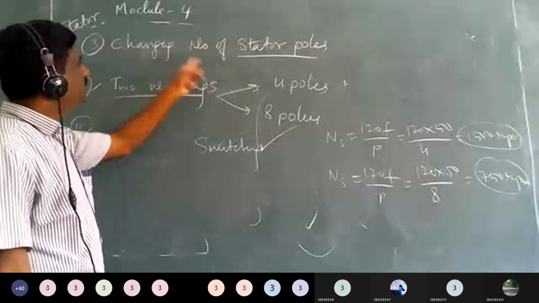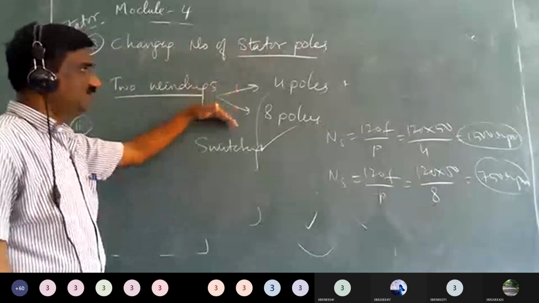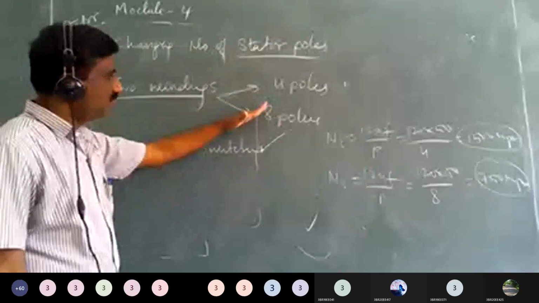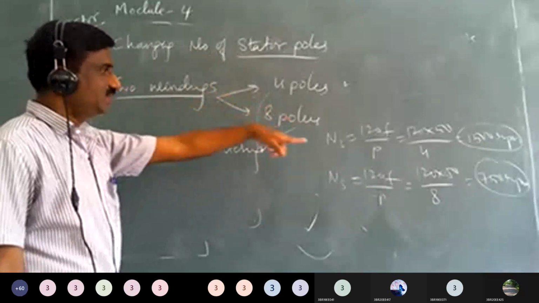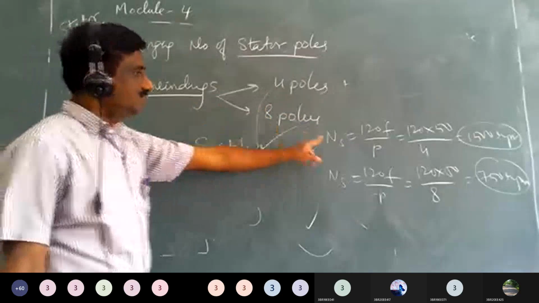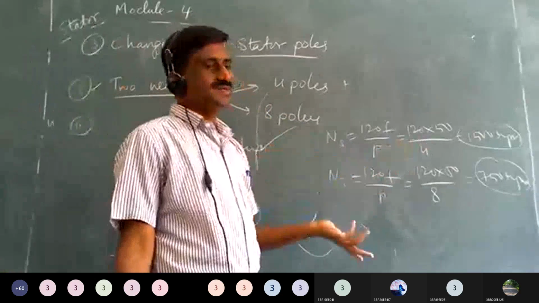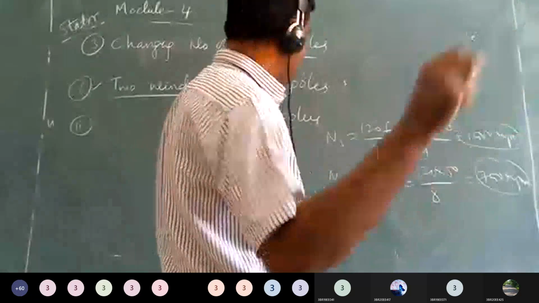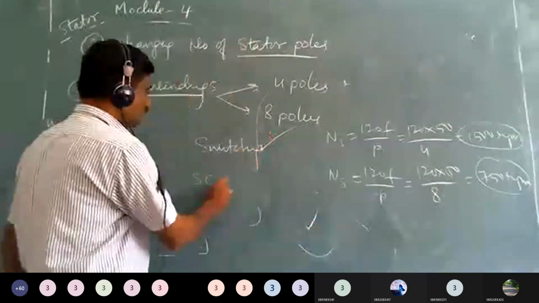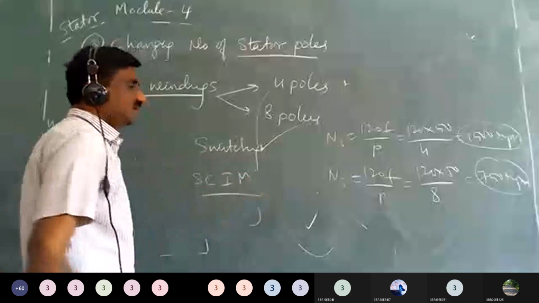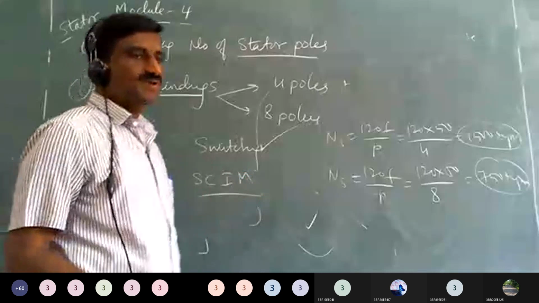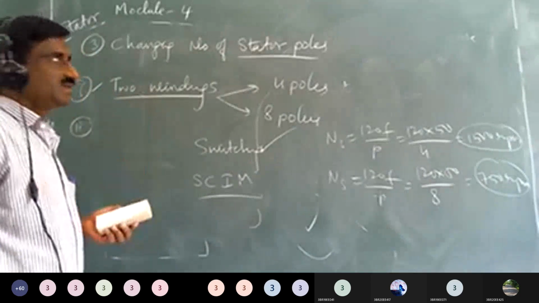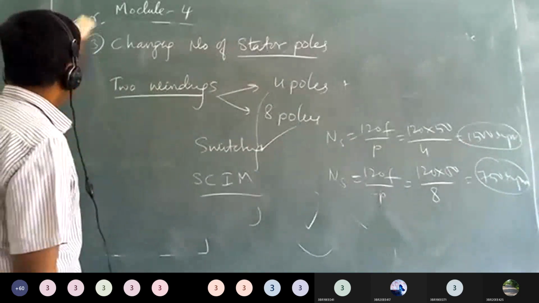So this is one: changing the number of stator poles. So the fixed poles will be there, 4 pole or 8 pole. Changing the switch to 4 pole, speed increases. Changing to 8 pole, speed decreases, it is inversely related. See, when the number of poles increases, speed decreases. Only 2 speeds, in between no other speeds are possible. And this is applicable only for SCIM, squirrel cage induction motor, not for slip ring. This is the third method, changing the number of stator poles.